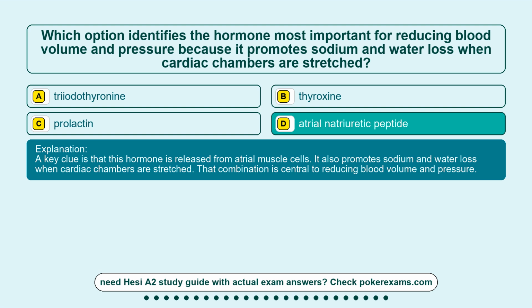A key clue is that this hormone is released from atrial muscle cells. It also promotes sodium and water loss when cardiac chambers are stretched. That combination is central to reducing blood volume and pressure.